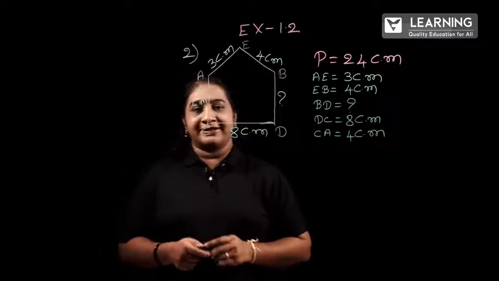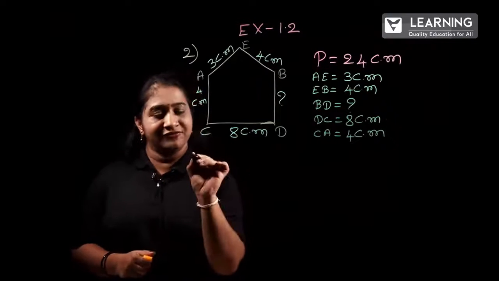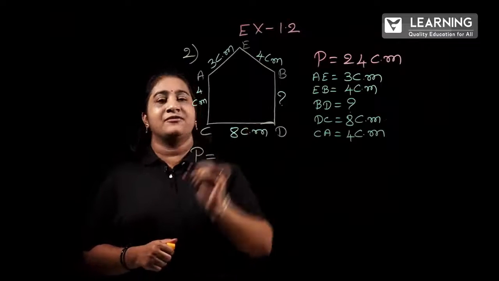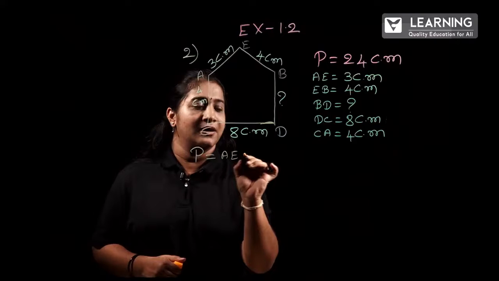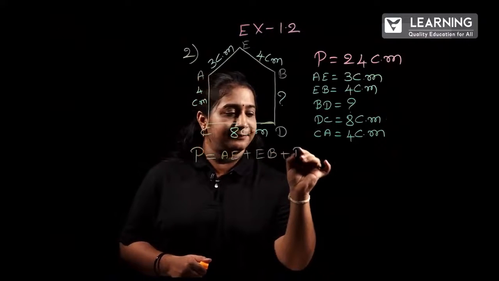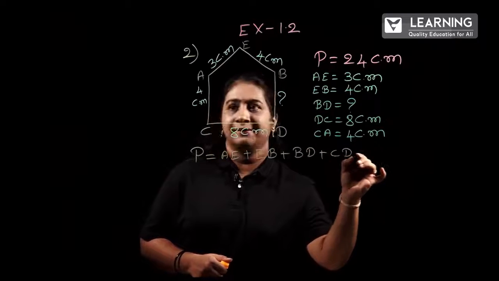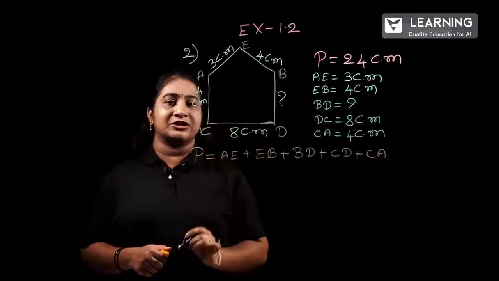Then after this, what do we have to write? We have to write the formula. What is that? P is equal to the sum of all the sides, that is AE plus EB plus BD plus DC plus CA, and substitute the values.